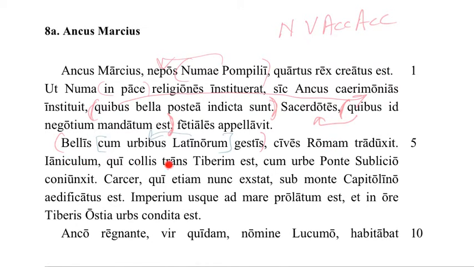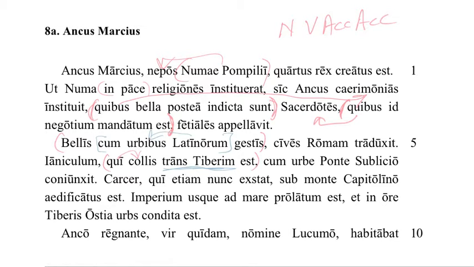Ianiculum, qui callis trans Tiberum est, cum urbe ponte sublicio conjunxit. Okay, the Ianiculum is one of the 7 hills of Rome. And in this sentence here, it is accusative. Relative clause coming up, starting here, ending here. Qui callis, callis, of course, is the word for hill. So qui in this instance is pointing to which hill? The Ianiculum, which is a hill where? On the other side of the Tiber River, trans Tiberum.